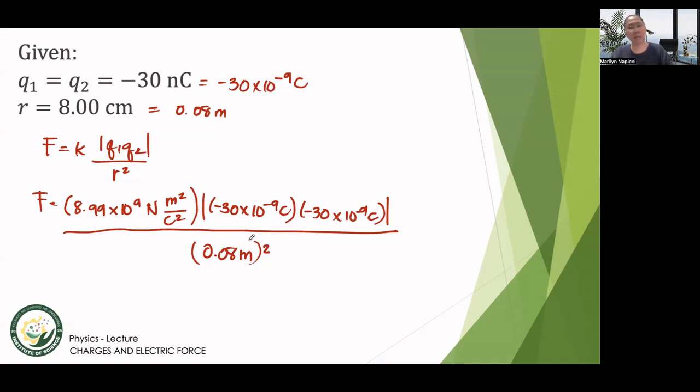Okay, so once again, magkakaroon tayo ng cancellation of units. Since C squared to, makakancel siya sa C squared dito sa denominator. Then, yung square meter dito makakancel kapag ito na-square na natin. So, cancelled out din siya. Wag niyong kakalimutan na square yung ating denominator.